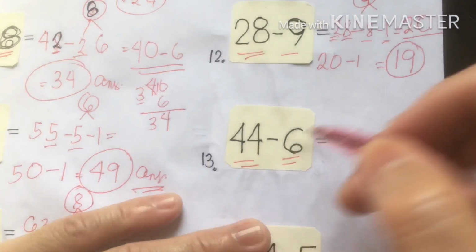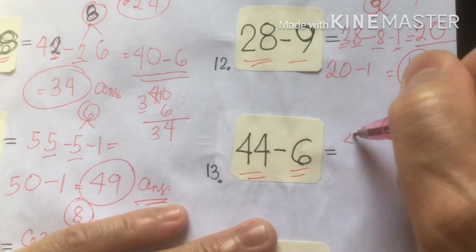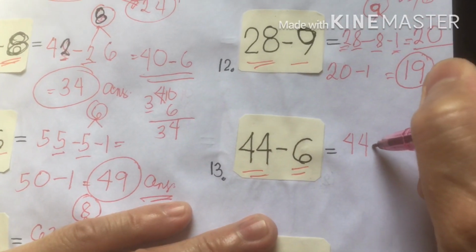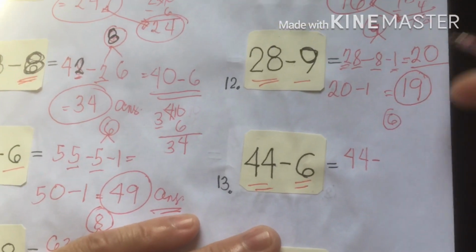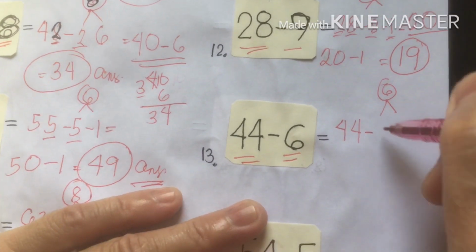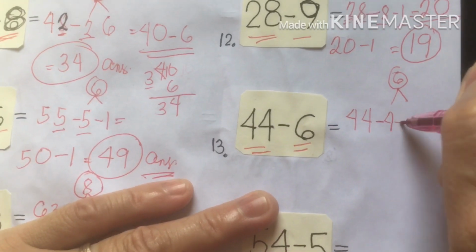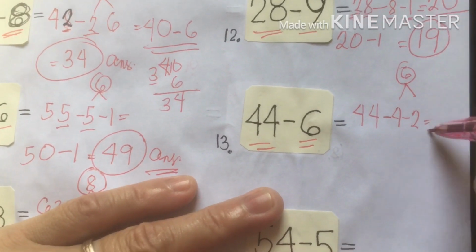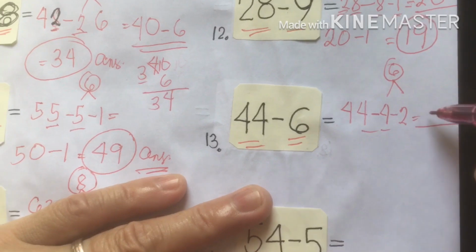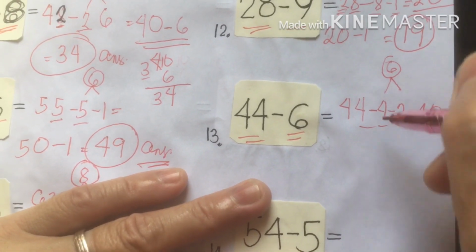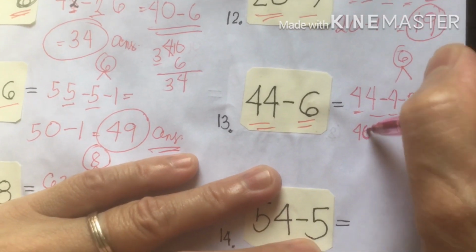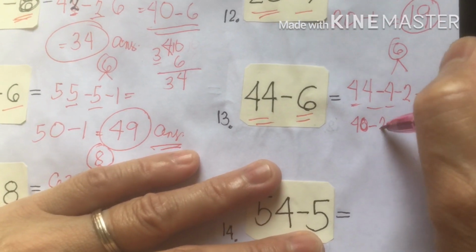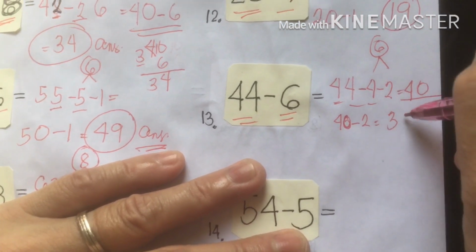Number 13, 44. We're going to write, guys, 44 minus 6. So the 6 we put at the top. Then break 6 also. So we have 4 and 2. The result is 6. So must be smart. 4 minus 4 is 0. So that's 40. Then 40 minus 2. So we have 38.